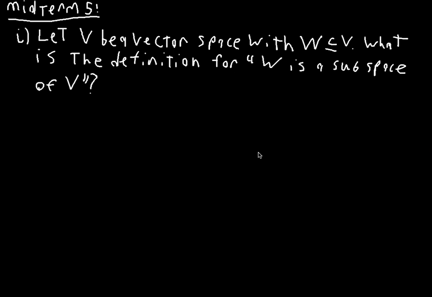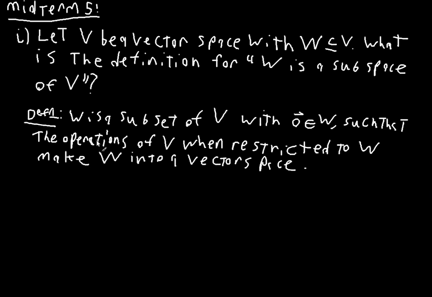So the first way I would think about defining W as a subspace of V, where V is a vector space and W is just some subset lying inside of there, would be by saying something along the lines of this. Really all you need is that W is a vector space when you think about it as inheriting its operations from the vector space V.